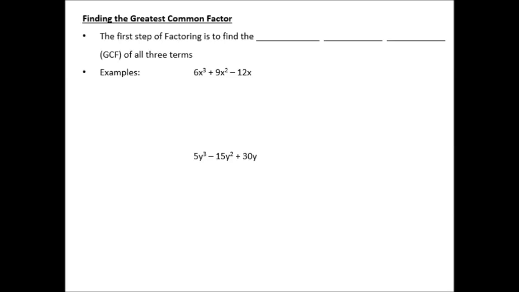Before we can really start factoring, we need to make sure that the trinomial that we want to factor does not have any greatest common factor left in the three terms that make up the trinomial. So the first step of factoring is to find the greatest common factor, also called GCF. And we really have to look for that every single time, otherwise our factoring can go wrong. We may not always find the greatest common factor, but we have to look for it every single time.